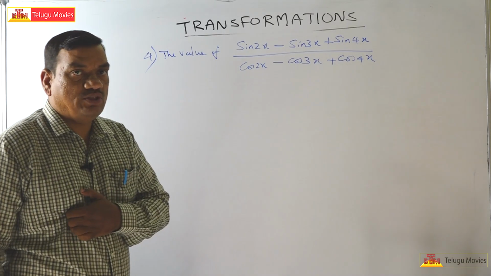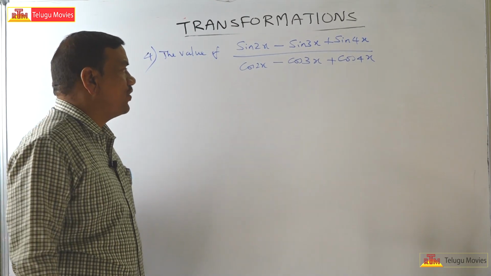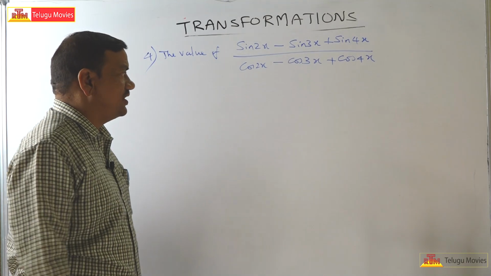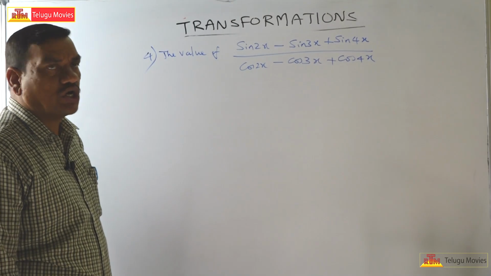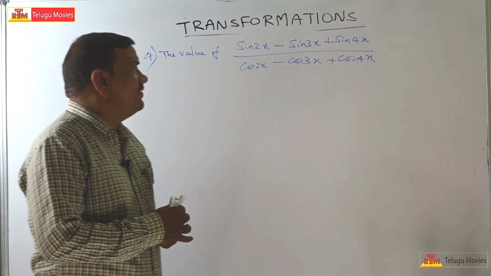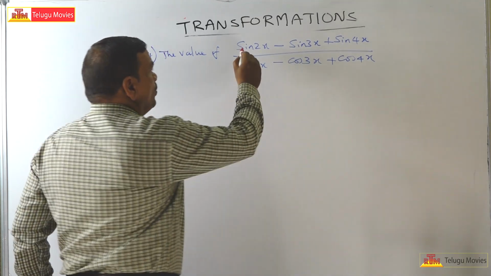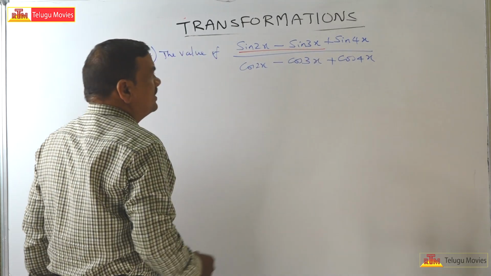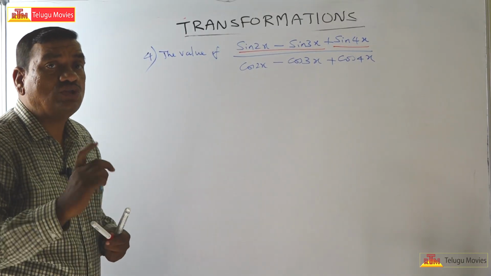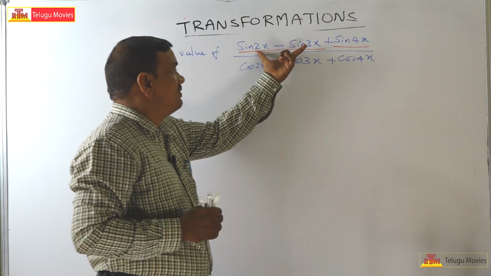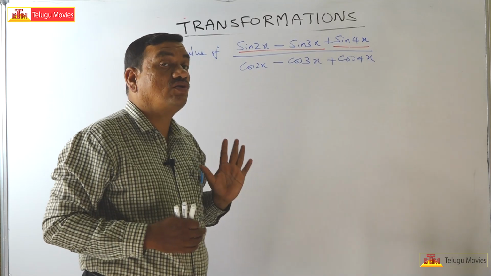Welcome to this problem. The value of (sin 2x minus sin 3x plus sin 4x) upon (cos 2x minus cos 3x plus cos 4x). First let us see this problem, afterwards I will tell the short trick also. Generally, observe the numerator: sin 2x minus sin 3x plus sin 4x. To make the formula, which two terms do you have to combine? First and second, or second and third, or first and third, that you have to keep in mind.